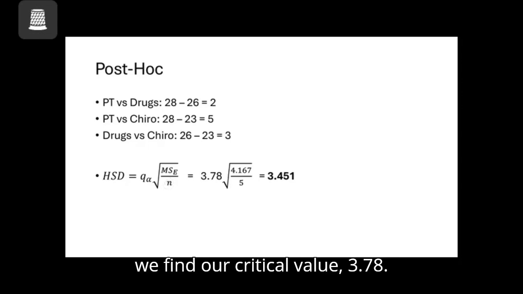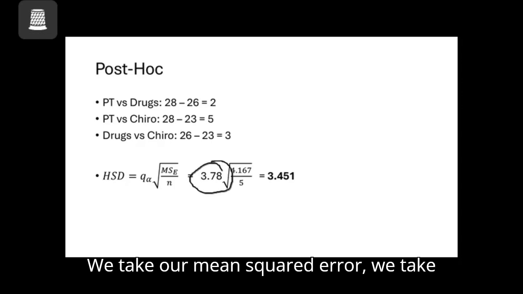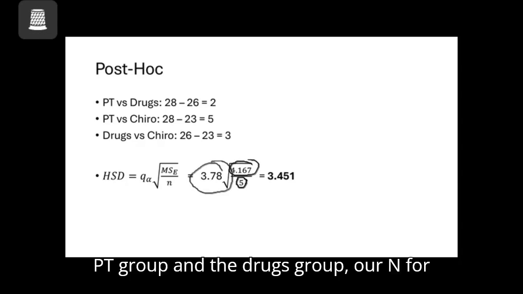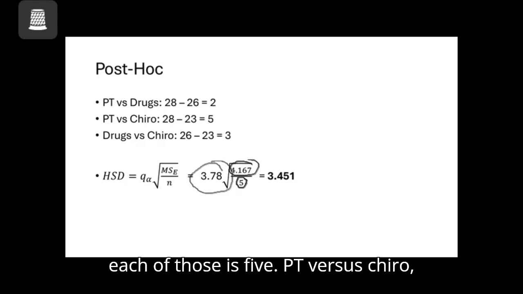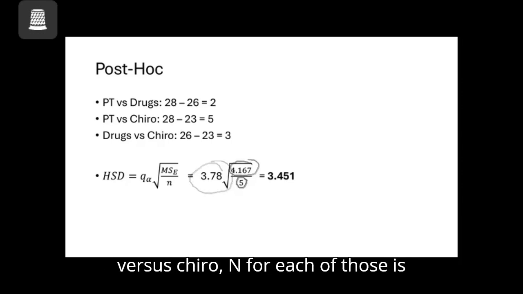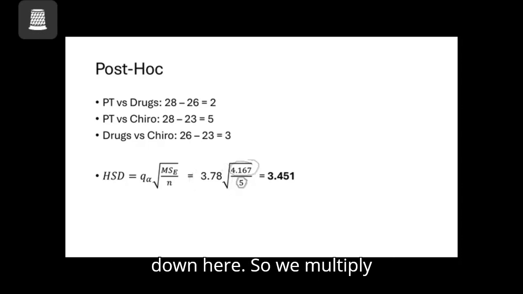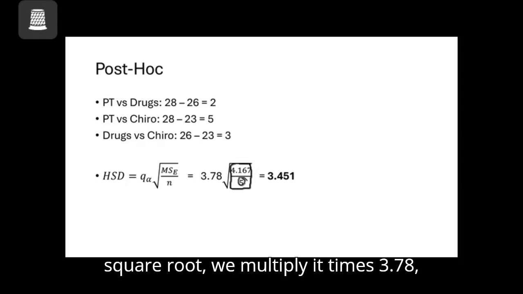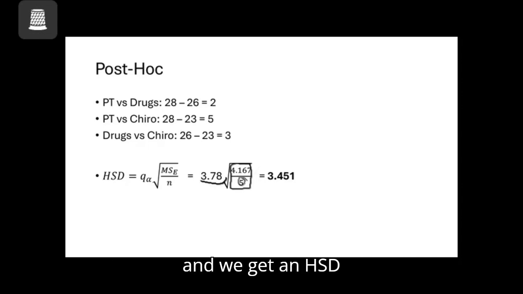So we find our critical value, 3.78. We take our mean squared error. We take our N for the PT group and the drugs group. Our N for each of those is 5. PT versus chiro, their N for each of those is 5. Drugs versus chiro, N for each of those is 5. So we're always going to put 5 down here. We divide mean squared error by the N, take the square root, multiply it times 3.78, and we get an HSD score of 3.451.